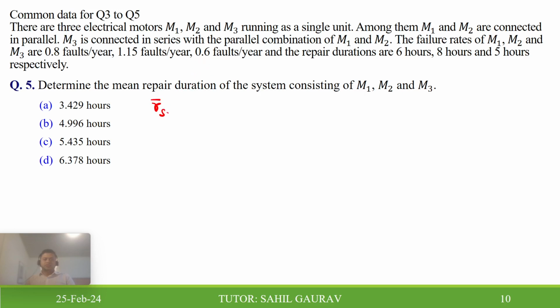Did you get my point? Because we already found this for the parallel combination. Now we will use it, with the parallel combination connected in series with M3. So we will use this expression, the mean repair duration for the series combination, that we know, that is summation of lambda i into Ri bar, divided by summation of lambda i.